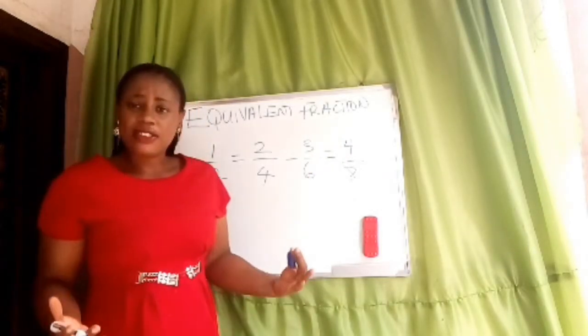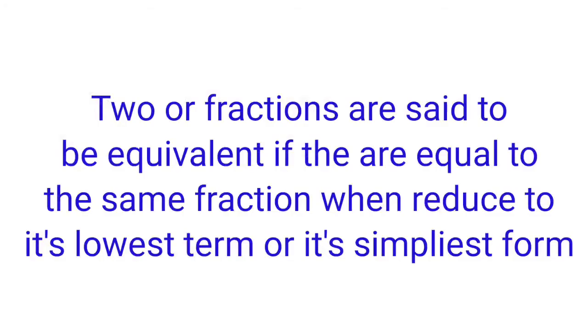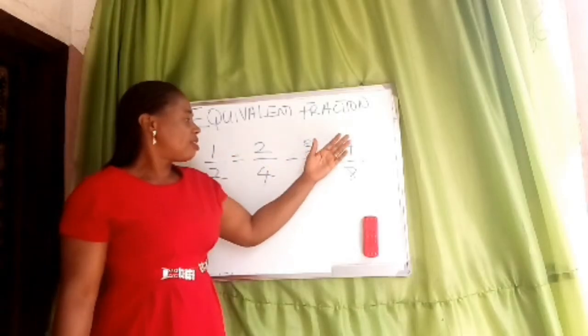How do we know that these fractions are equivalent? Two or more fractions are said to be equivalent if they are equal to the same fraction when reduced to its lowest term or its simplest form. Let us look at this. We have 1/2, 2/4, 3/6, 4/8.